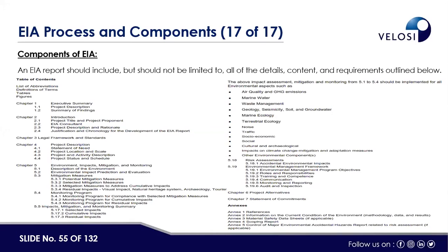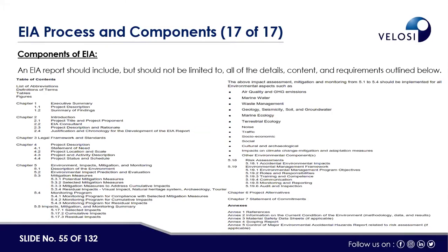This is basically the risk assessment. Here we have to mention all the accidental environmental impacts, whatever accidental impact that can be possible due to the project activity, due to the proposed project. We have to mention all the accidental environmental impacts in this section. Then the next section is the environmental management framework.